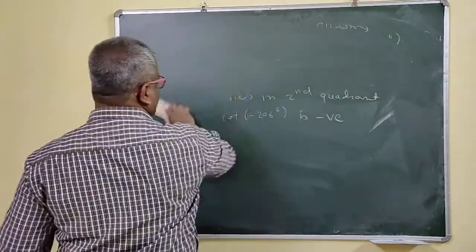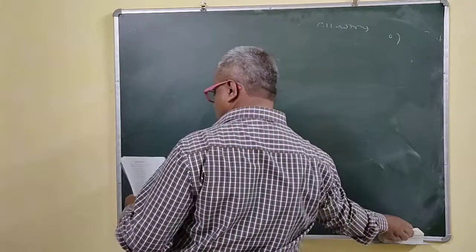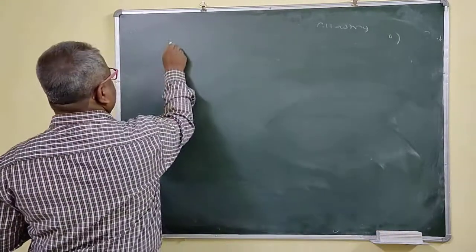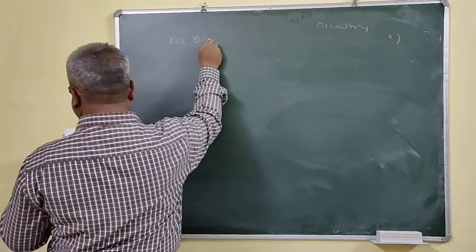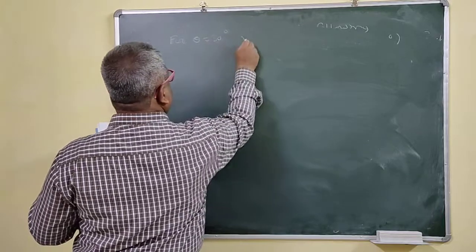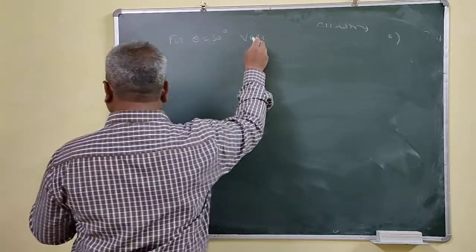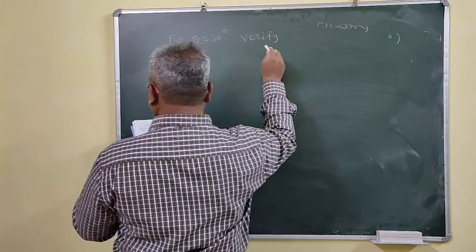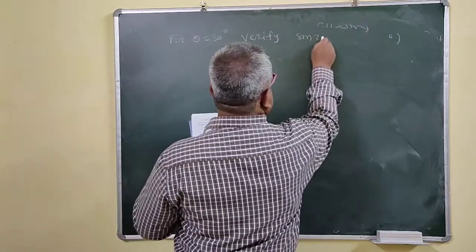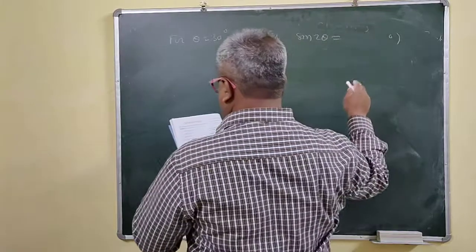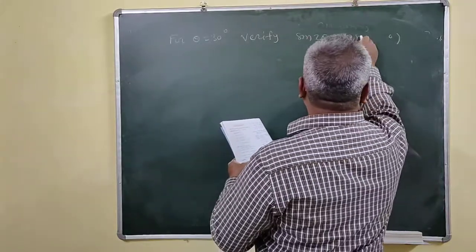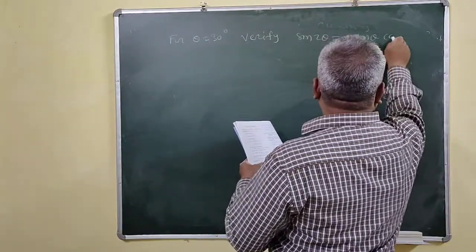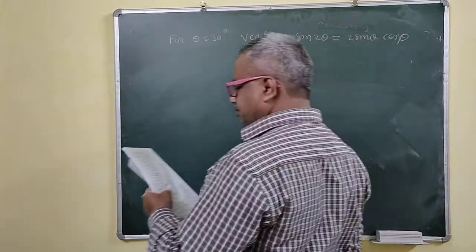Now we solve some problems. For theta equal to 30 degrees, verify sin 2 theta is equal to 2 sin theta cos theta.